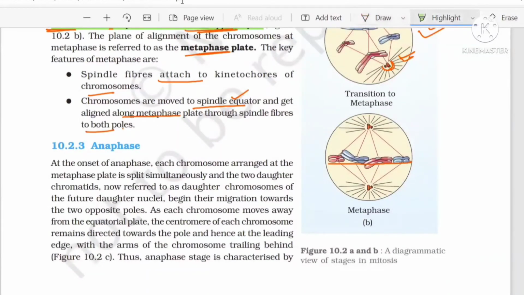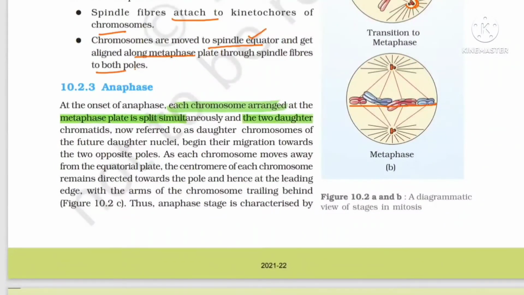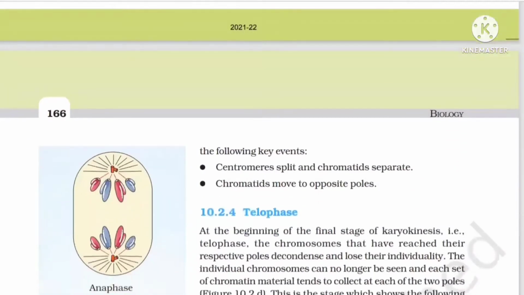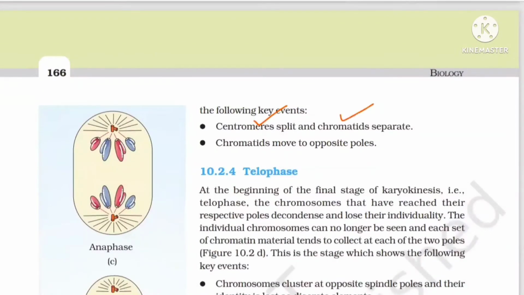Now anaphase. During anaphase, each chromosome arranged at the metaphase plate splits, and the two daughter chromatids are now referred to as daughter chromosomes. That is why in the S phase we say duplication of chromosomes, because sister chromatids are now known as daughter chromosomes of future daughter nuclei. They migrate to the opposite poles. As each chromosome moves away, the centromere remains directed towards the pole. Hence, at the leading edge the centromere is leading and the arms are trailing behind. Thus, anaphase is characterized by splitting of the centromere and separation of sister chromatids.